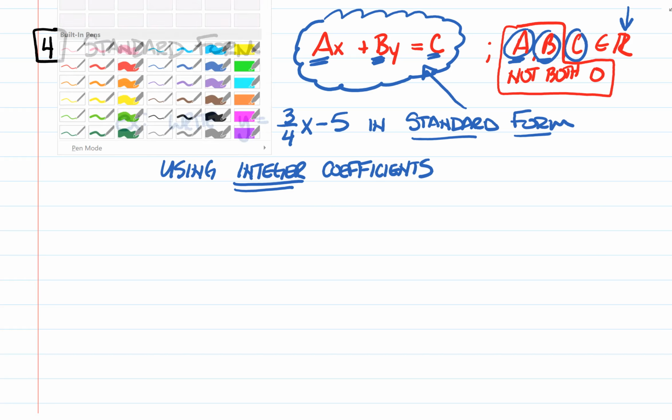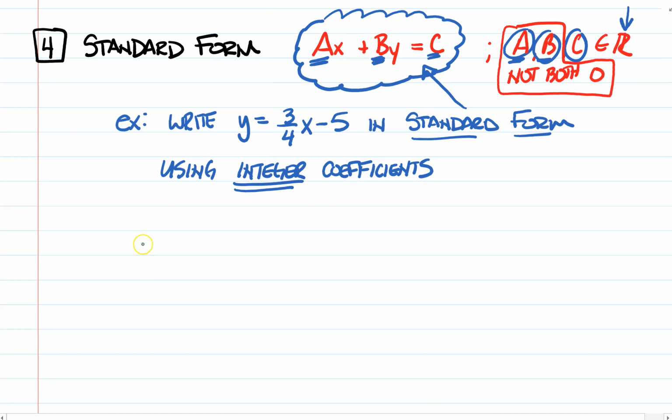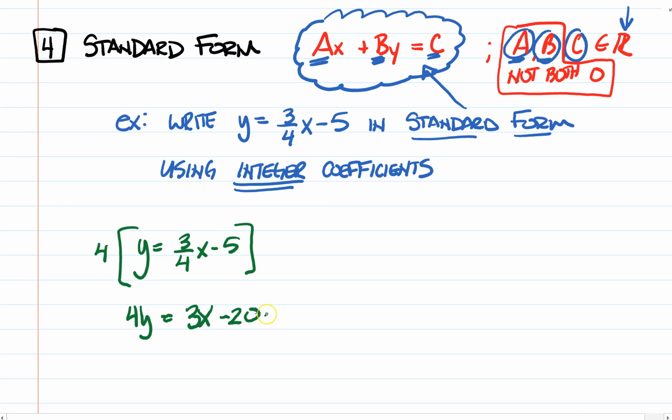So it has to be integer coefficients only. So here we go. I'll do this in green to make it a little bit different. If I start with y is equal to 3/4 x minus 5, I would multiply the entire thing by 4 to clear my fraction. So I would get 4y is equal to 3x minus 20. Then I would move the 3x to the other side. So I would get 4y minus 3x is equal to negative 20.